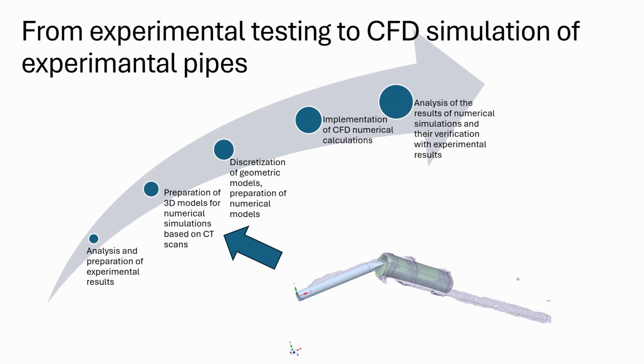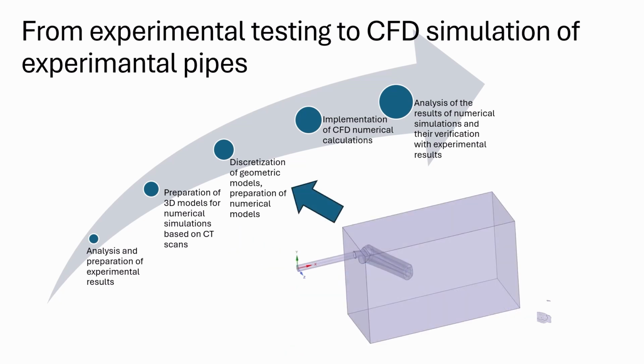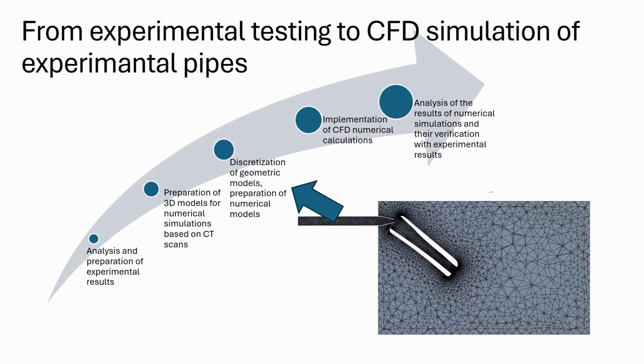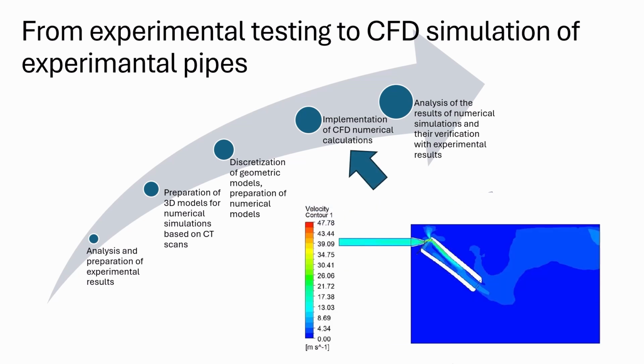Here we can see a figure that combines a CT scan with photogrammetric imaging to show the position of the pipe in relation to the earth source. For each test object, photogrammetry of position was taken. Next, the discretization of geometric models and the preparation of numerical models. And finally, implementation of CFD numerical calculation was done.